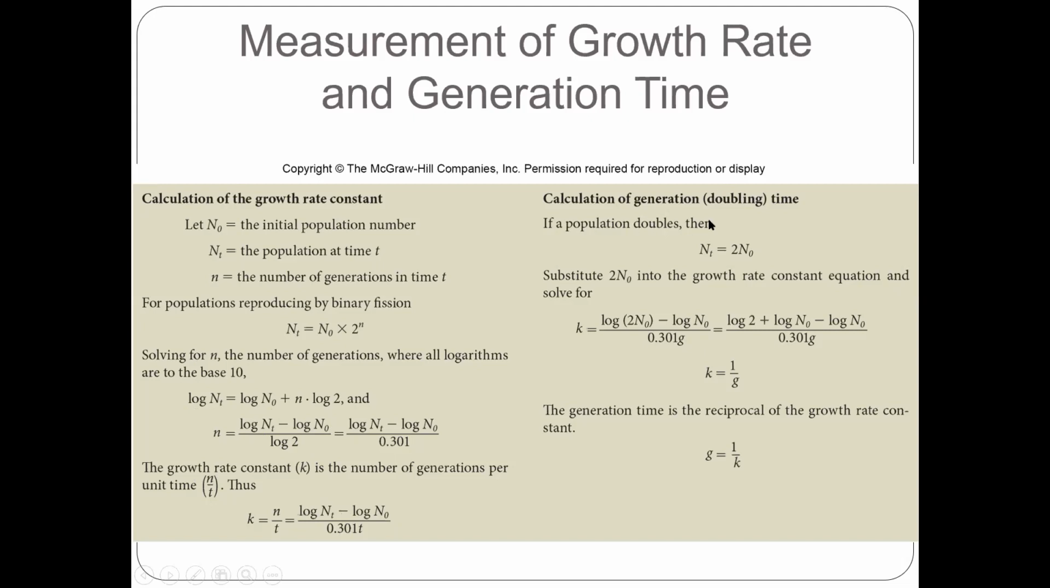If a population doubles, Nt equals 2N0. So when you replace Nt with 2N0 in this formula, then you get something from here. Then you simplify it and transform it. Finally, the generation time is the reciprocal of the growth rate constant, so G equals 1 divided by k. Okay, so that's the generation time, how we do the calculation.